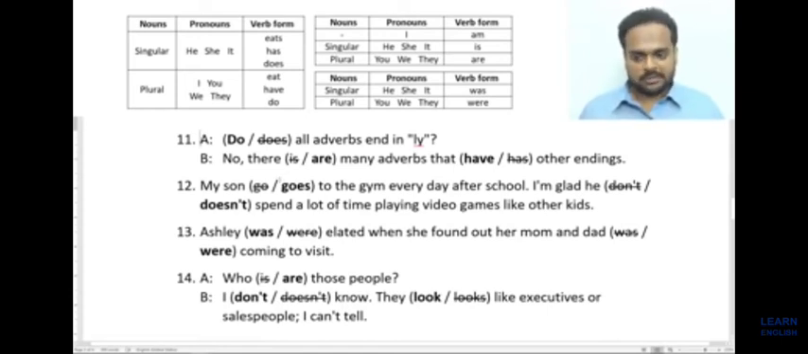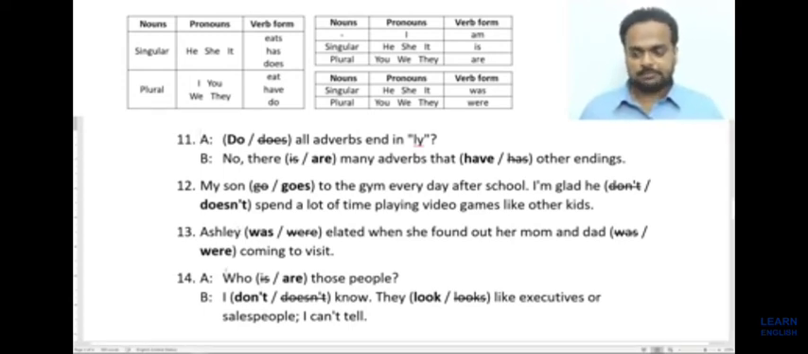Number 12, my son, singular. My son goes to the gym every day after school. I'm glad he doesn't spend a lot of time playing video games like other kids. 13, Ashley, singular again. Ashley was elated. Elated means she was very happy. Ashley was elated when she found out her mom and dad were coming to visit. Mom and dad are two people. Again, we have a compound subject. Mom and dad were coming to visit.